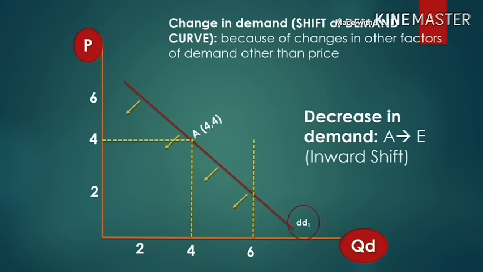ቢጫዎቹ ቀስቶች ወደሚያሳዩት direction inward shift ይኖረዋል። ስለዚህ አዲሱ curveችን ይሄ ይሆናል ማለት ነው። So this is a new demand curve and we call it demand curve 3 ብለን እንጠራዋለን። ከዛ let's compare demand curve 1 እና demand curve 3 እስቲ በተመሳሳይ price of 4 ላይ እናያቸው። You see, price of 4 ላይ we get point E by the demand curve 3, we get point E ማለት ነው። ስለዚህ because of decrease in demand ከምን ወደ ምንድን ነው shift ያደረግነው? We shifted from A to E for a price of 4.